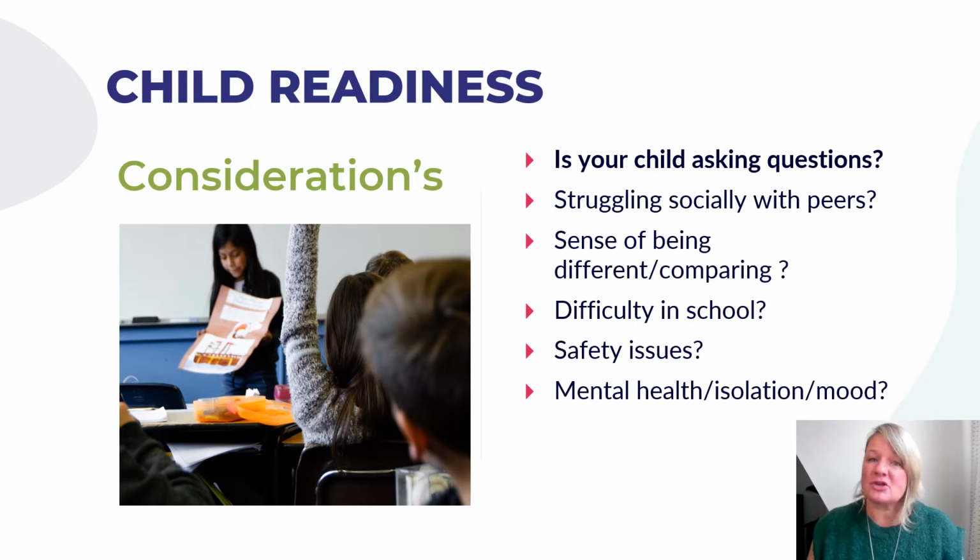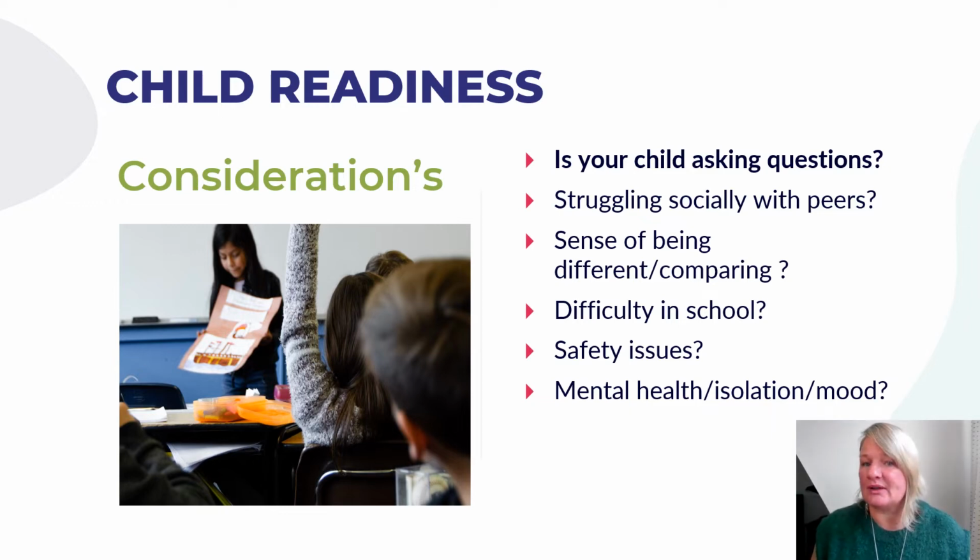And usually it starts with the child themselves asking questions. You know, why don't I have any friends? Or why don't I get invited to places? Or why is it difficult for me to play sports? Why do I feel different? Is there something wrong with me? Now, these are just examples. But sometimes the first indication is that they're struggling socially or they're feeling different amongst their peers.